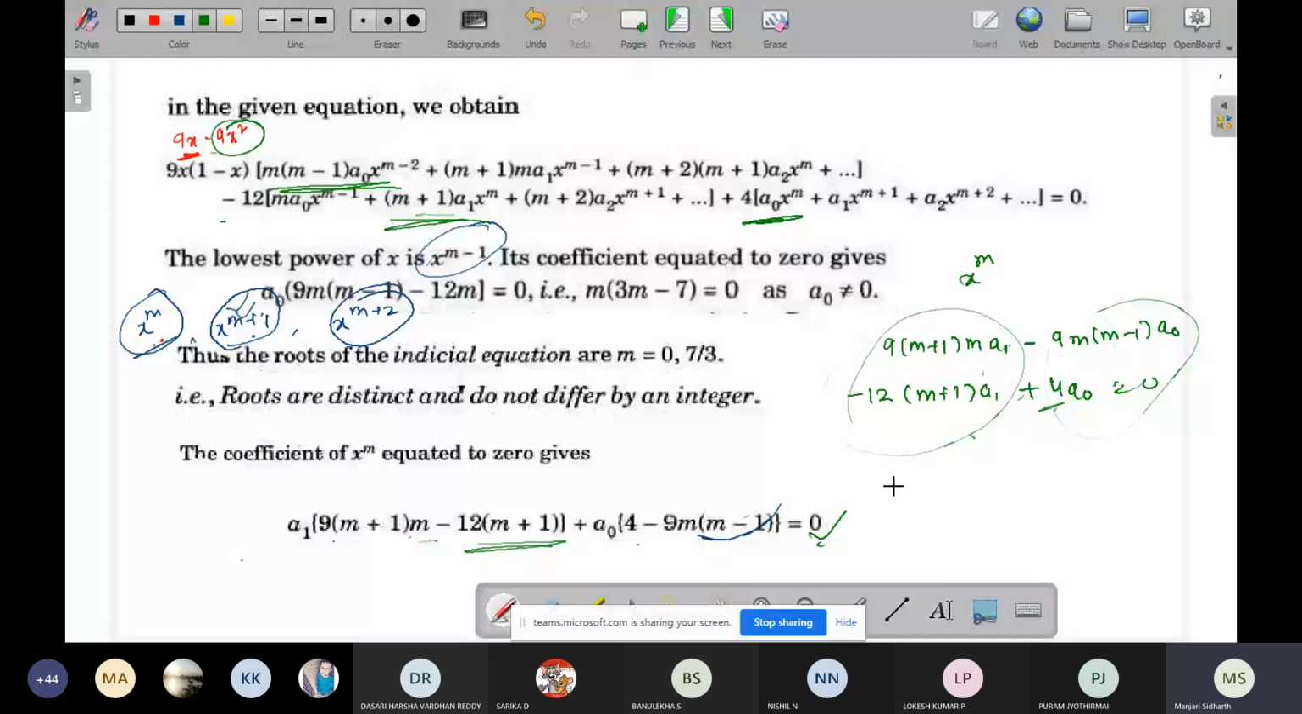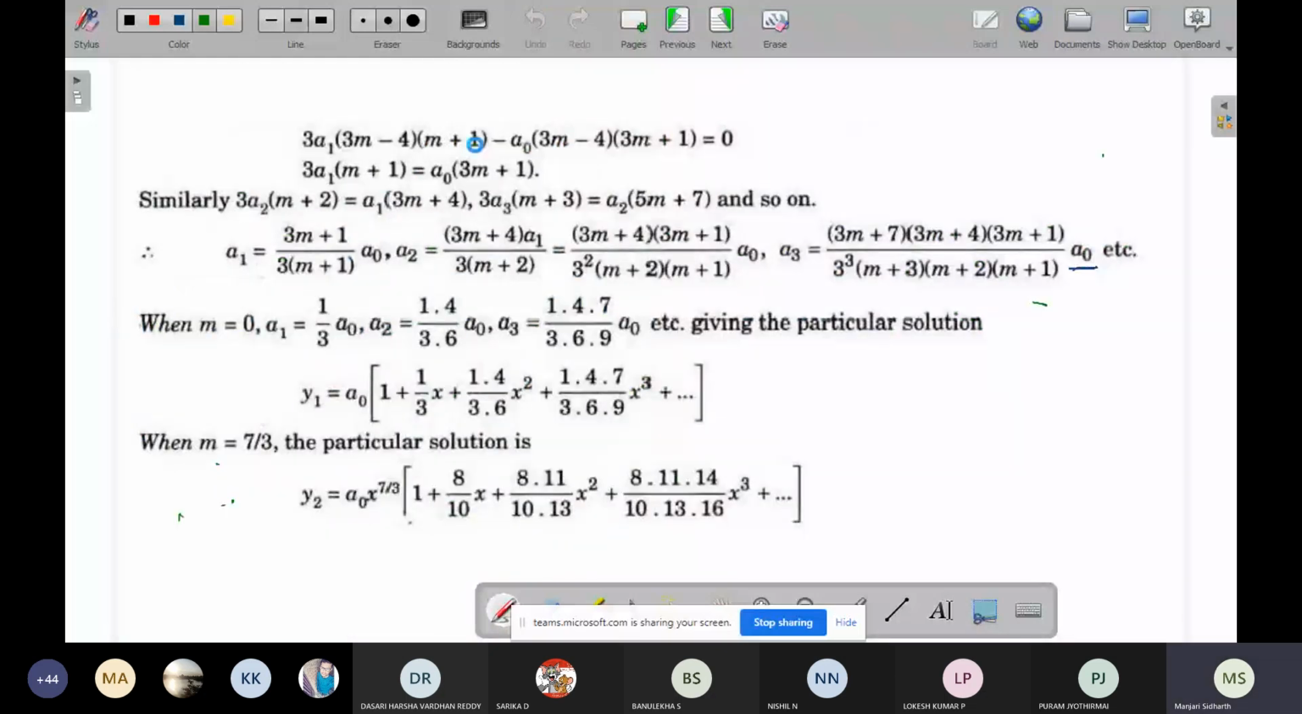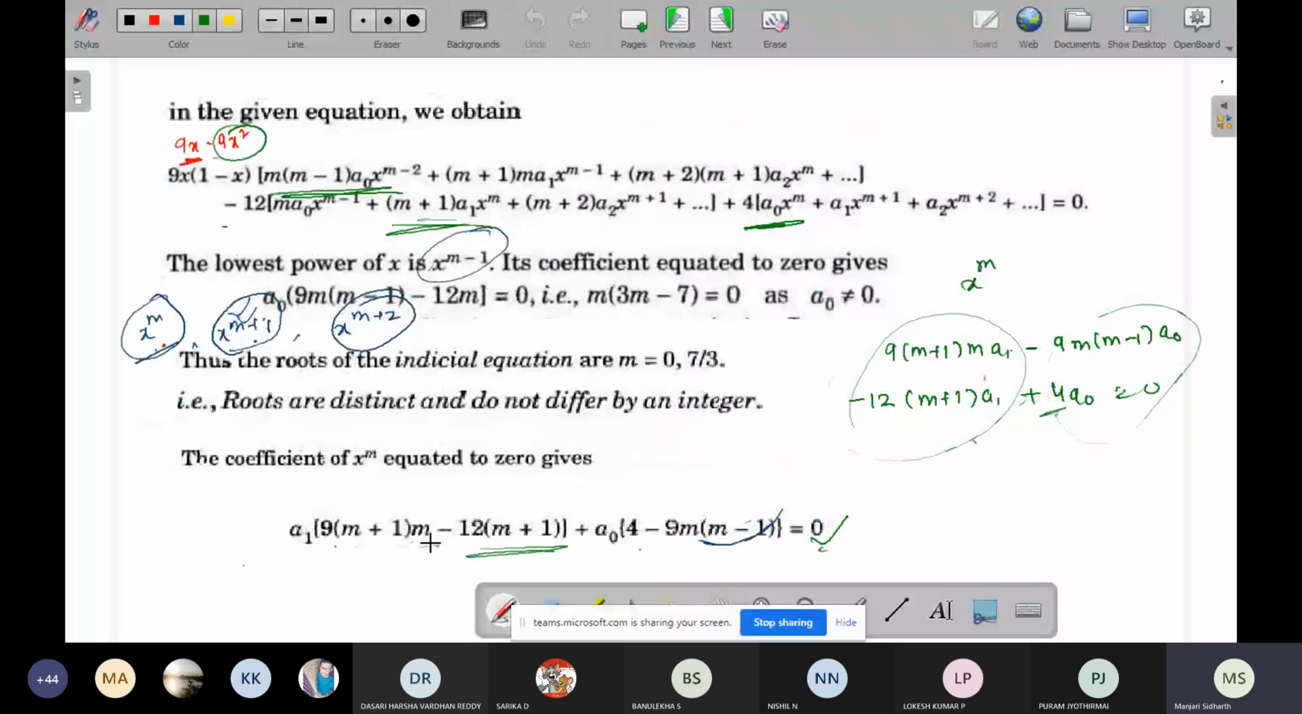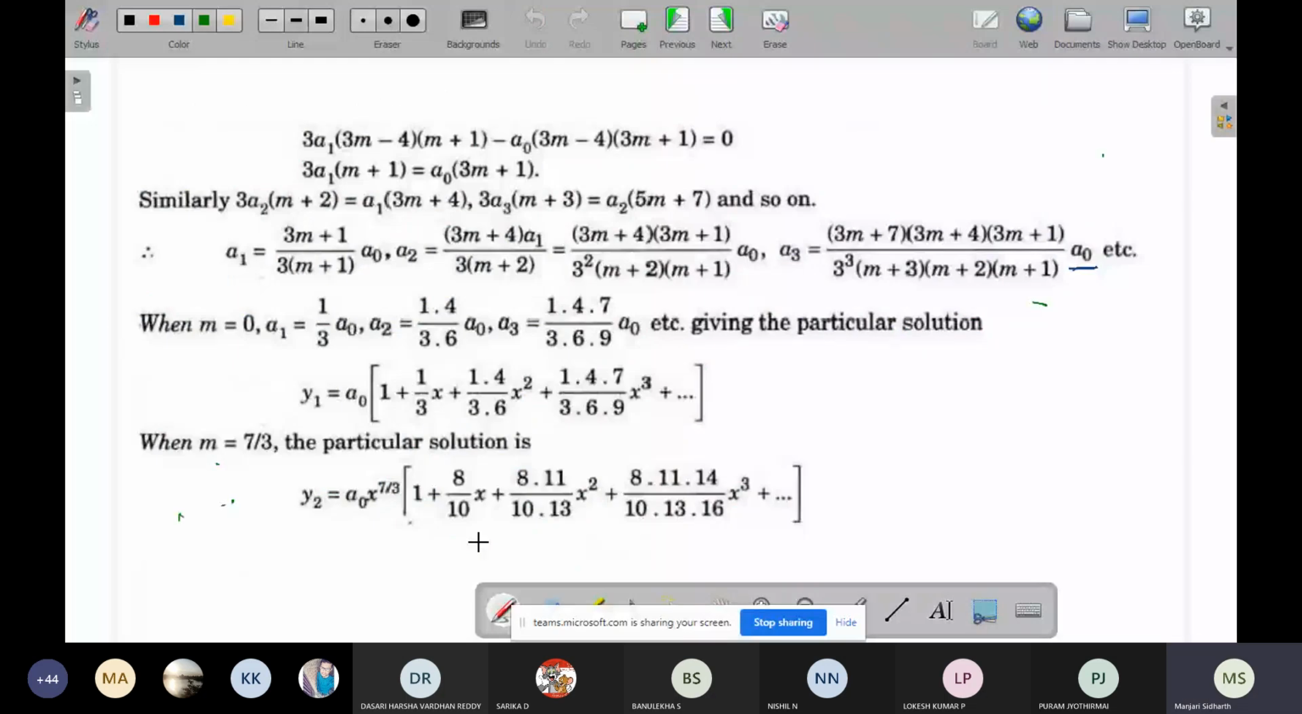So see here, m plus 1, so m plus 1 also you can take common, you will get 9m minus 12. Okay, in 9m minus 12 you can take 3 common outside, so 3a1 you will get, and here 3 times 4, right? So 3a1(3m minus 4)(m plus 1), this is your first term, and factorize the second term also, equal to 0.